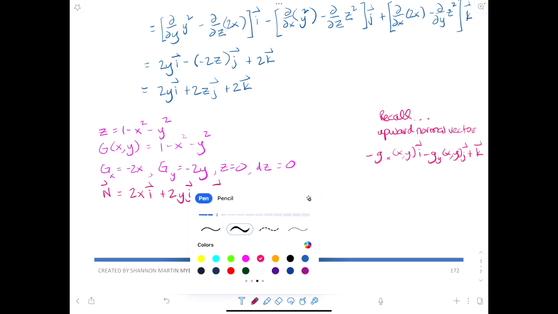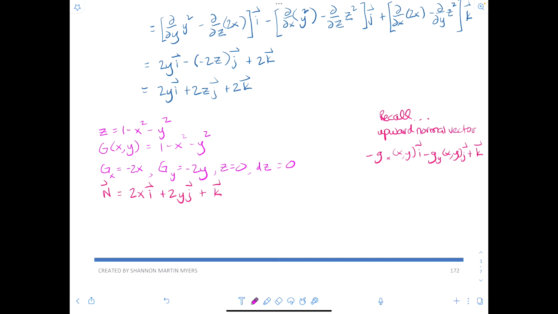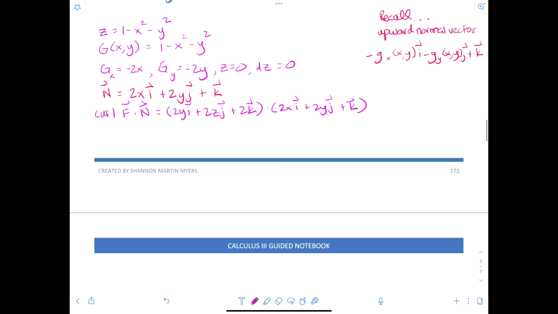And so when we find the dot product, the curl of F dot n would be equal to 2y i plus 2z j plus 2k dot 2x i plus 2y j plus k, equal to 4xy plus 4yz plus 2k, nope, just 2.